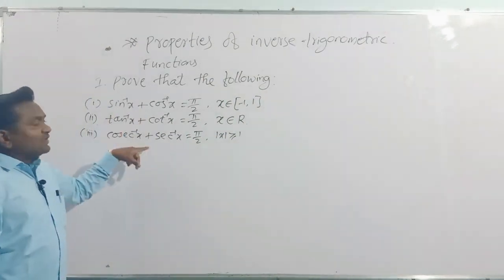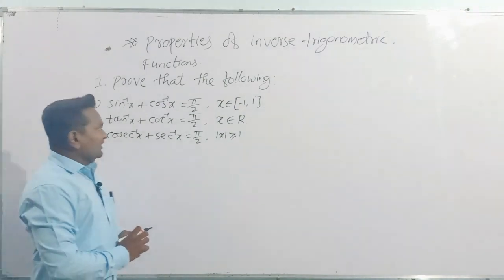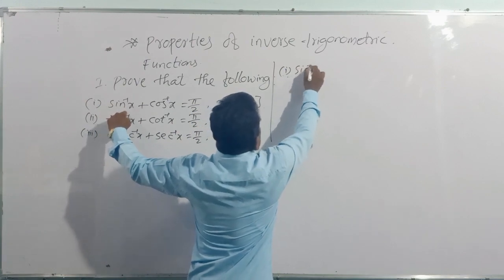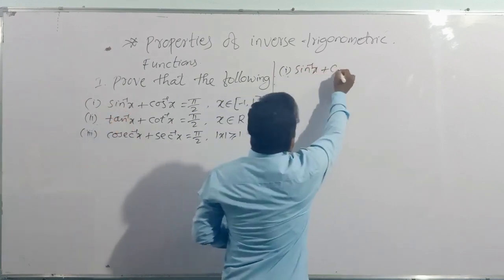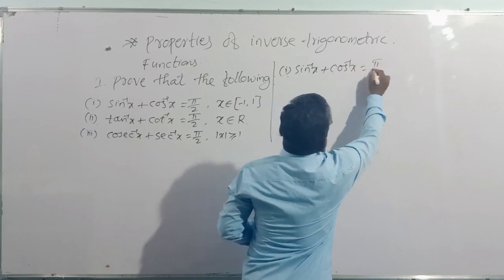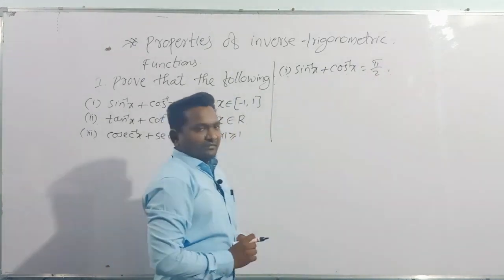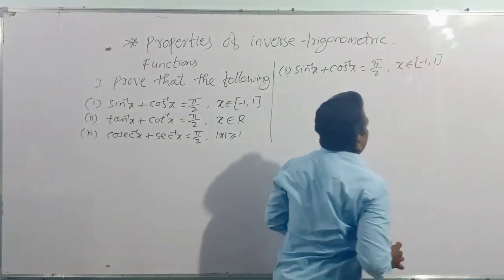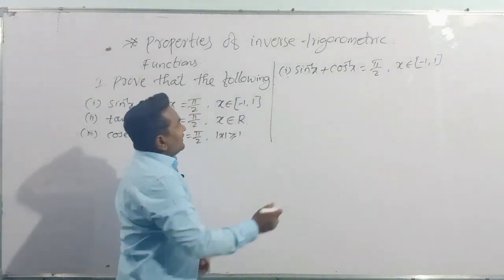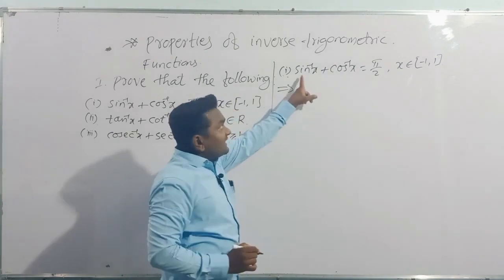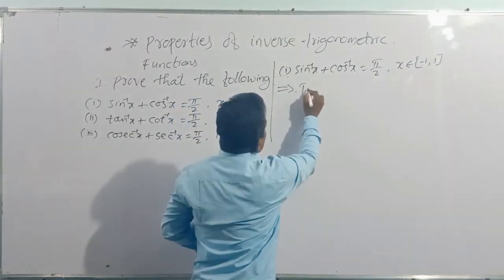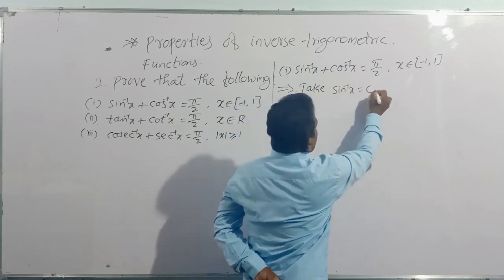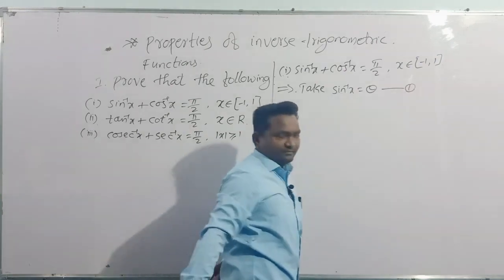Now let us prove one by one here. Now first one is first property, sin inverse x plus cos inverse x equals to pi by 2. X belongs to closed interval -1 to +1. Now here take sin inverse x equal to theta. Take it on called equation number 1.